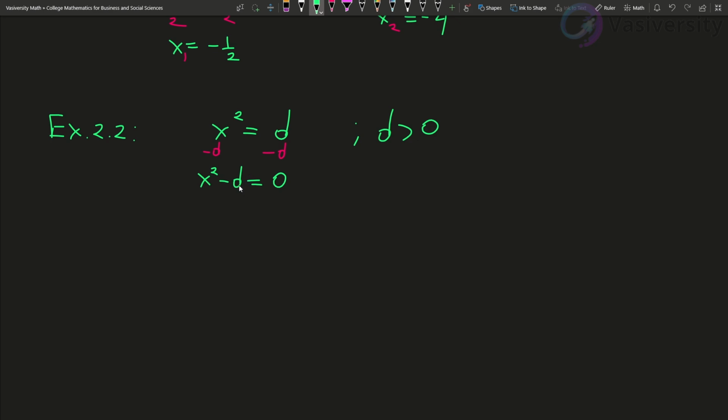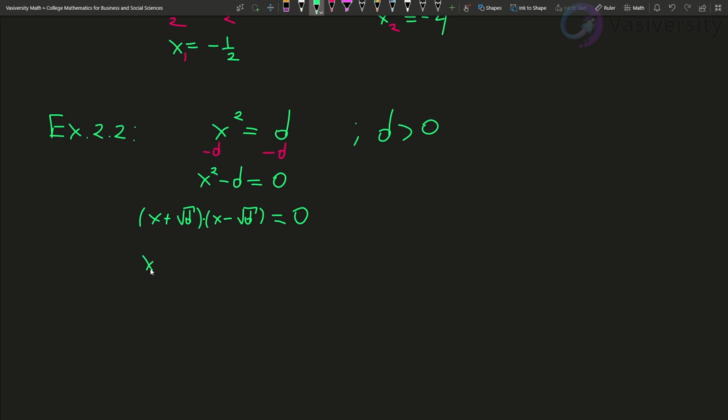So that's what we're going to do. We have a square here, so we're going to have (x + √d)(x − √d) = 0. That's how we can factor it out. So we have two multipliers, and that means that if the product is 0, one of the parentheses must be 0. So once again, we have two cases.